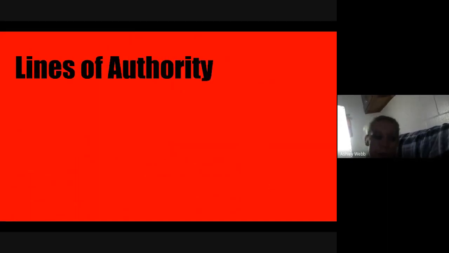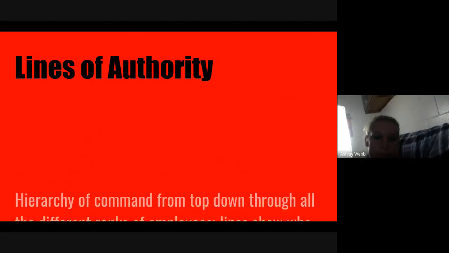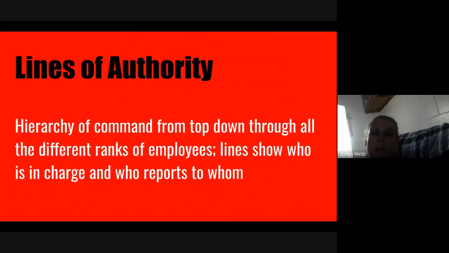Lines of authority. Lines of authority are a hierarchy of command from the top down through all the different ranks of employees. They show who's in charge of whom and who reports to whom. Just like on that last screen, it shows that the preschool, first, second, and kindergarten teachers report to Mrs. Norris. They wouldn't report to Mr. Jones.